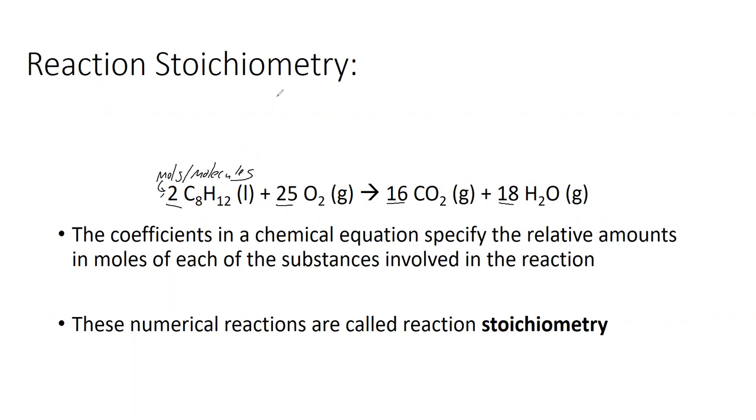And what this says in plain English is that two molecules or two moles of octane plus 25 moles of oxygen make 16 moles of carbon dioxide and 18 moles of water vapor. And we're going to use stoichiometry to figure out different questions relating to chemistry. And that's what we're going to get into today.